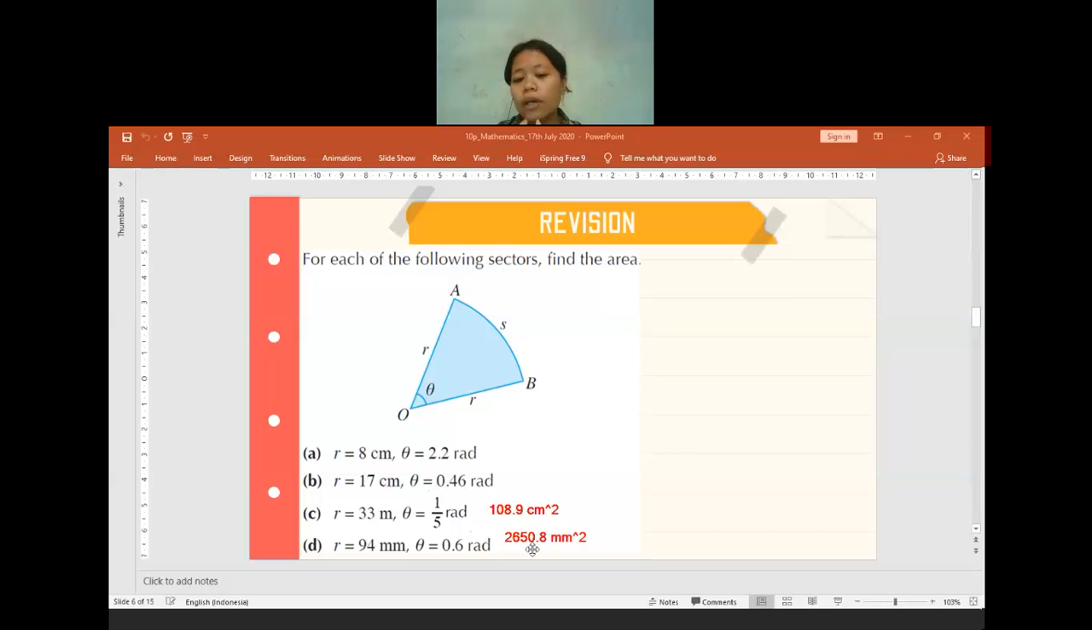If you round it off, after the 0 is the number 8. So when you round off, it has to be 2651, not 2650. If you want to round it off, it has to be 2651. Okay. Is there anyone who still has any confusion?